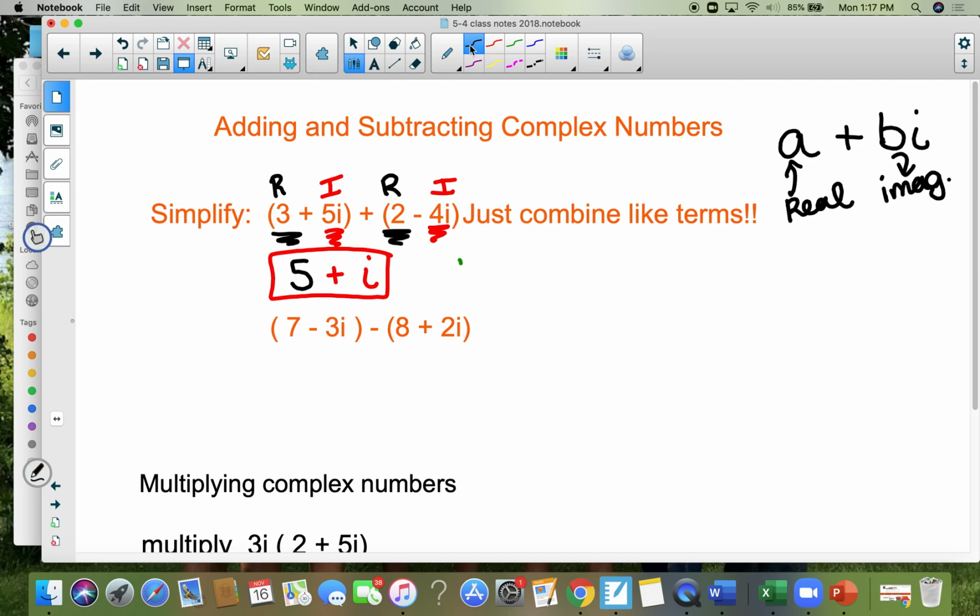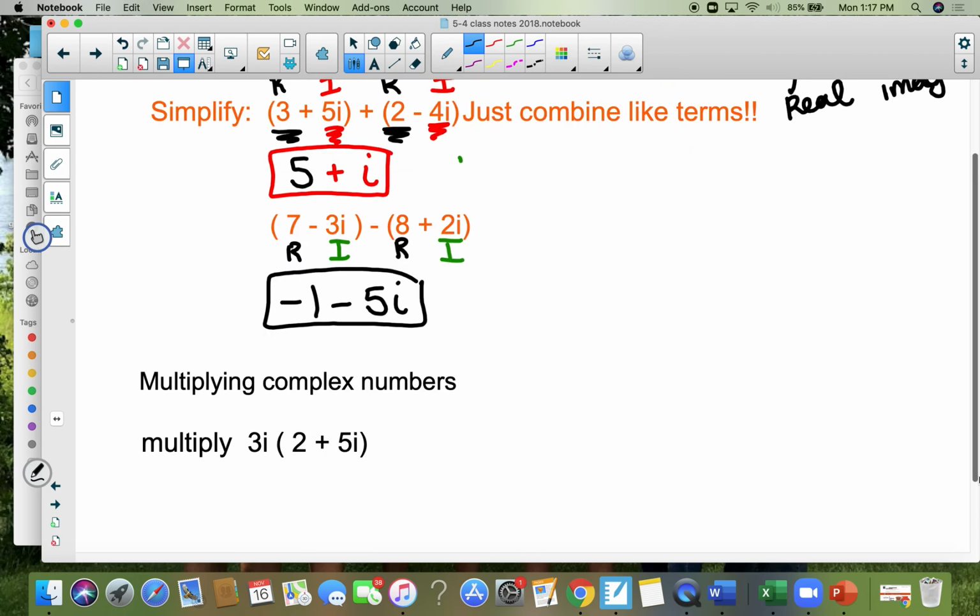Again, this is the real part, and these are the imaginary parts. And the real part is 7 take away 8, which is a negative 1, and a negative 3i minus 2i is a negative 5i. Final answer. That's how you add and subtract complex numbers.